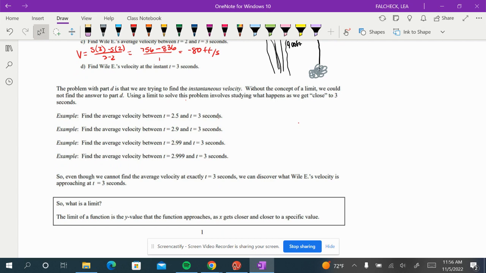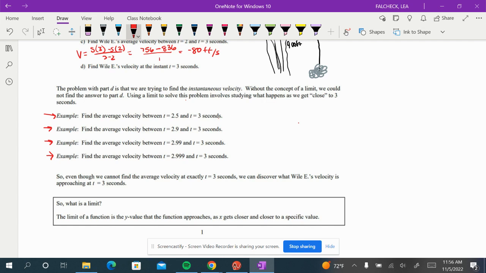So in these ones here, we have example, example, example, example. You're finding the average velocity between increasingly small time intervals. 2.5 to 3 seconds, that's only a half a second. 2.9 to 3 seconds, that's only a tenth of a second. And it gets shorter and shorter, the space in between the two times, until that time interval is basically approaching one particular instant.